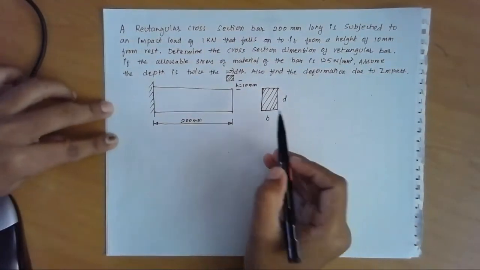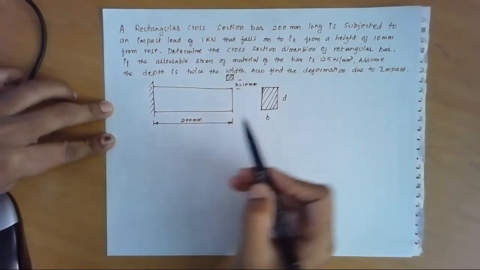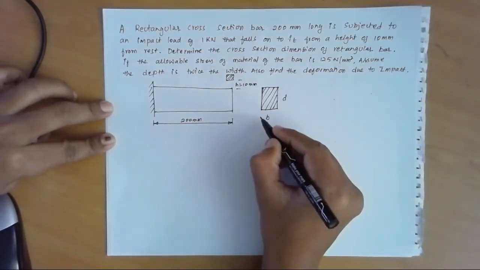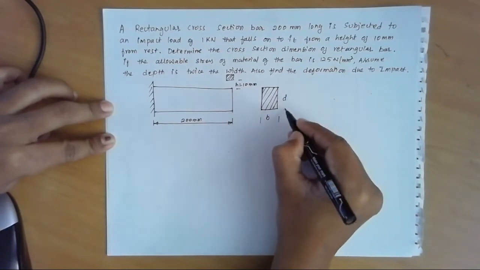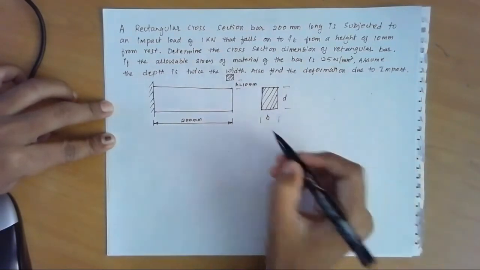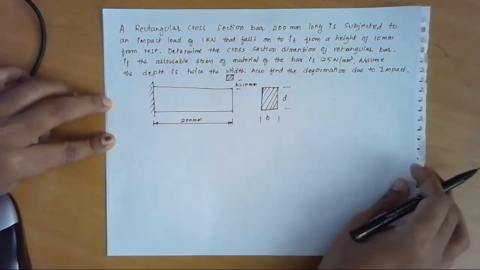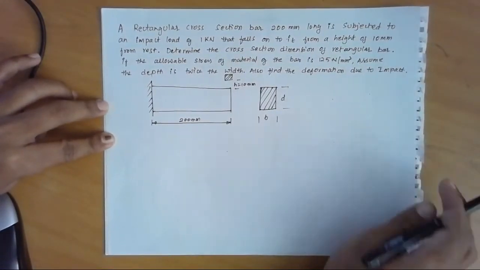Okay, so now this is a given problem. We need to find out the deformation due to impact, and also we need to find out the dimensions of this rectangular cross section. They are given the length as 200 mm. So let us write down the parameters which are given in the problem.